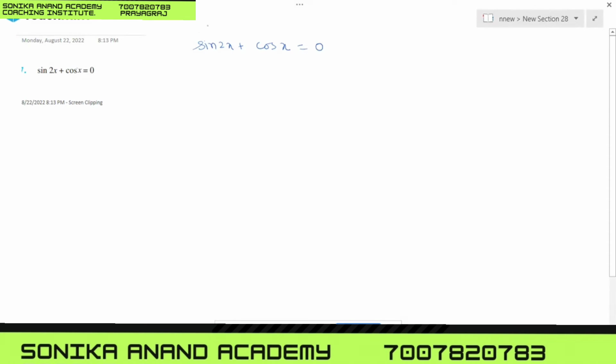Now there's a formula for sine 2x. Do you know this formula? Listen, sine 2x is 2 sine x cos x. This is a trigonometric formula. So 2 sine x cos x plus cos x. Now we take common cos x. It becomes cos x into 2 sine x plus 1. Now we again part it.